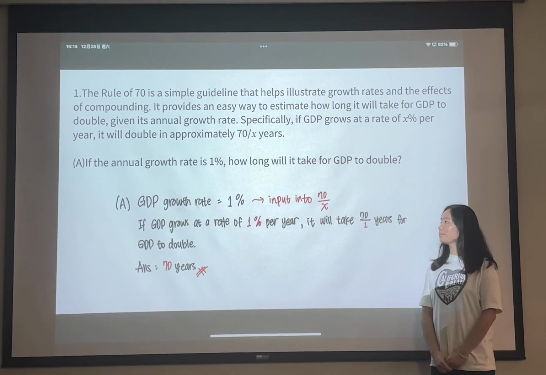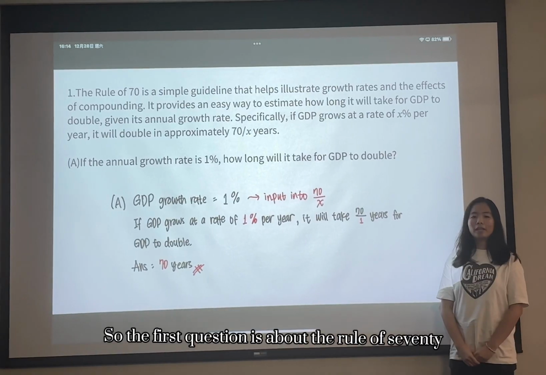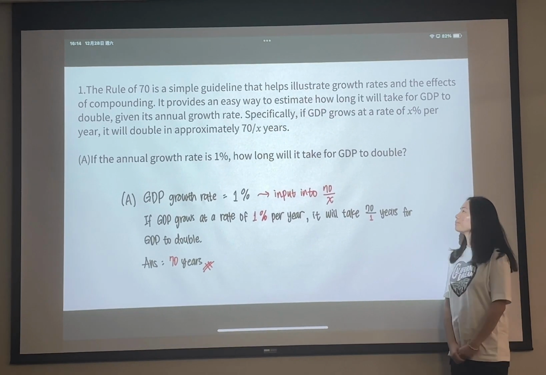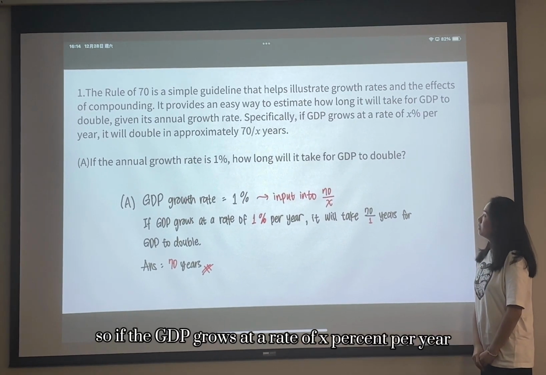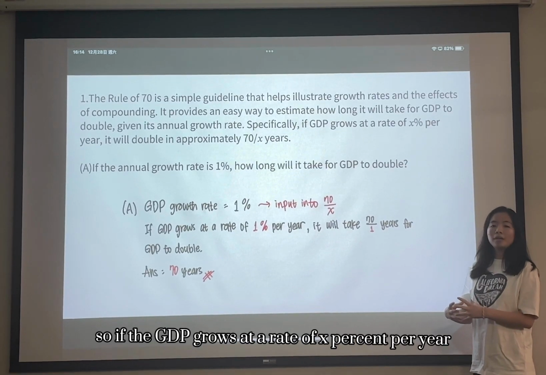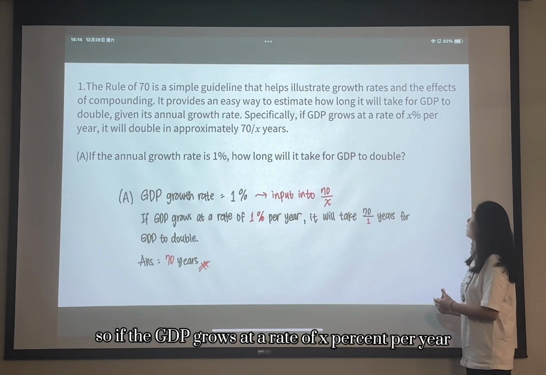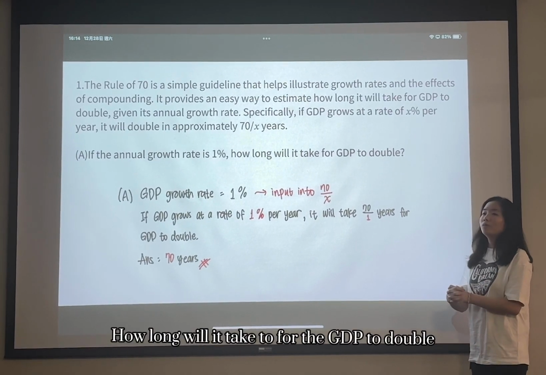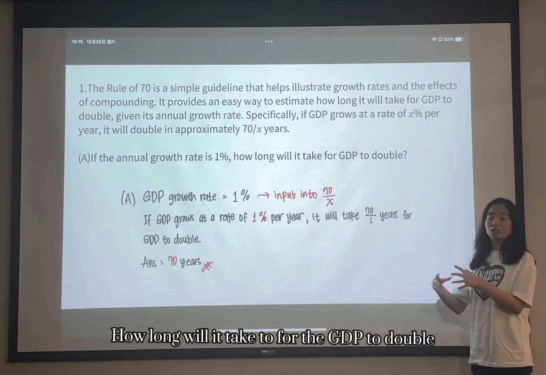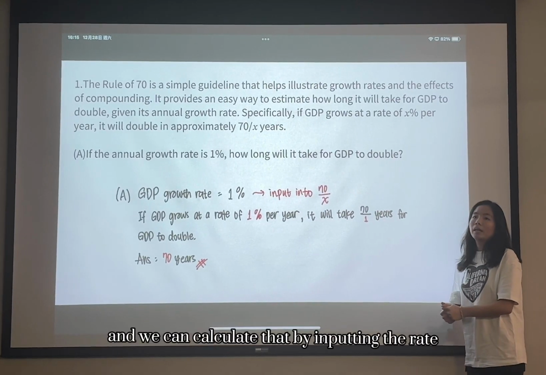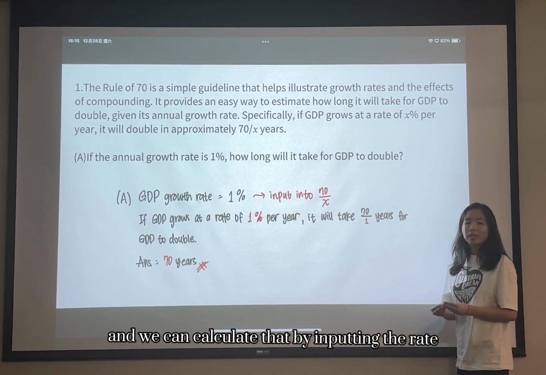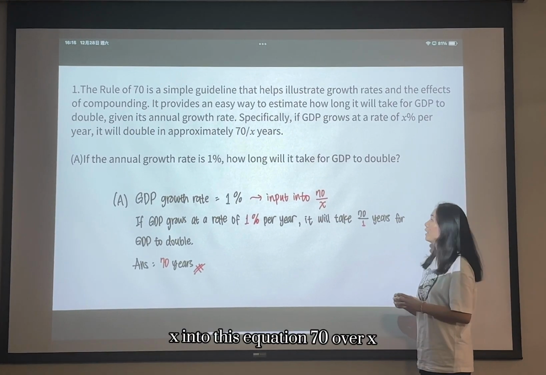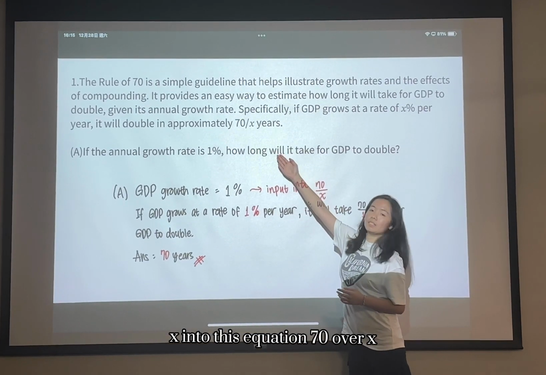So the first question is about the rule of 70. If the GDP grows at a rate of X% per year, how long will it take for that GDP to double? And we can calculate that by inputting the rate X into this equation, 70 over X.